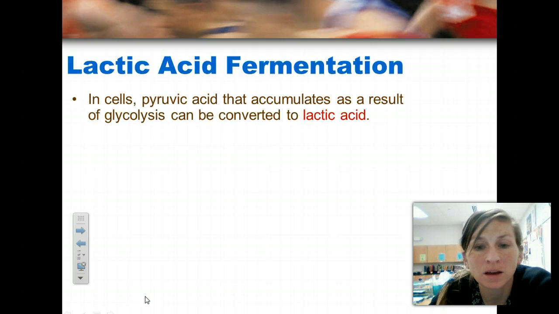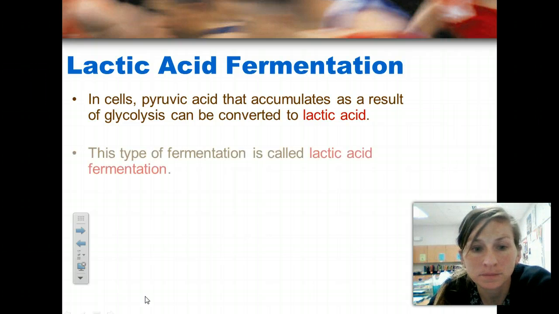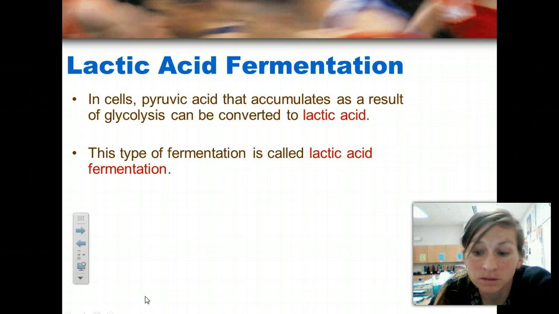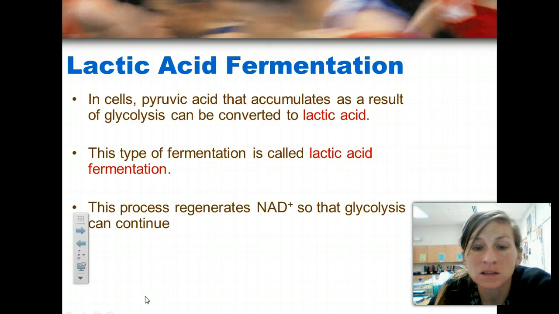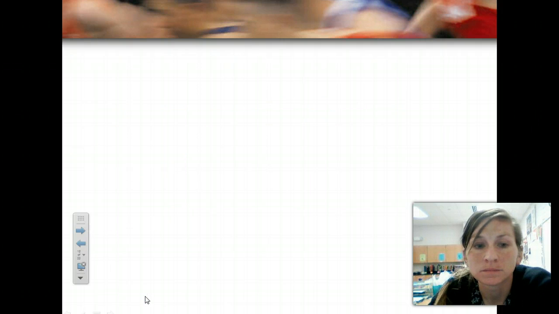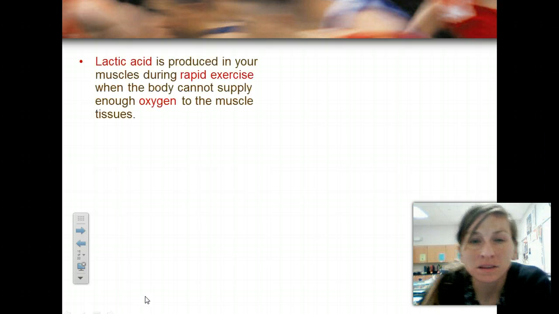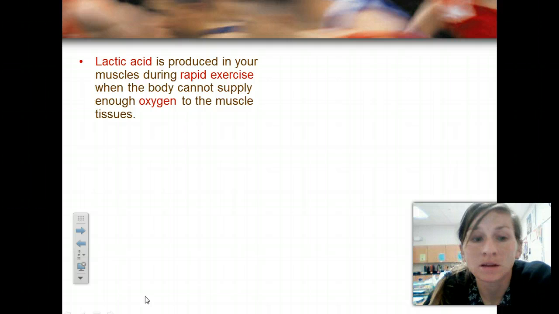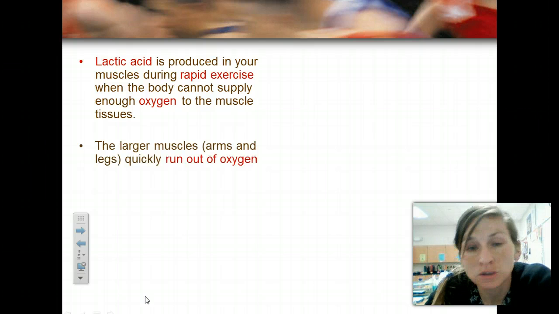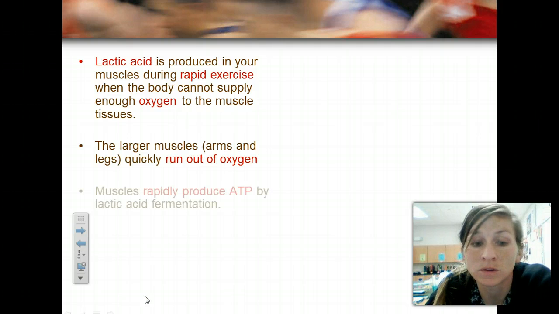Alright, in cells, pyruvic acid that accumulates as a result of glycolysis can be converted to lactic acid. This type of fermentation is called, conveniently, lactic acid fermentation. This process regulates NAD+ so that glycolysis can continue. Lactic acid is produced in your muscles during rapid exercise when the body cannot supply enough oxygen to the muscle tissues. Larger muscles like your arms and legs quickly run out of oxygen because your body is going to protect your vital organs first.